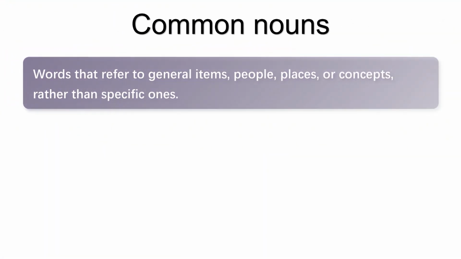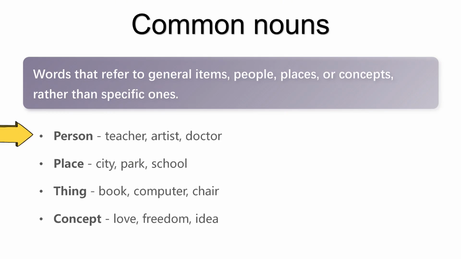Common nouns are words that refer to general items, people, places, or concepts, rather than specific ones. Unlike proper nouns, common nouns are not capitalized unless they begin a sentence. Let's break this down with a few examples. When we talk about a person, we might use words like teacher, artist, or doctor. These are common nouns because they refer to general roles or professions, not to specific individuals.